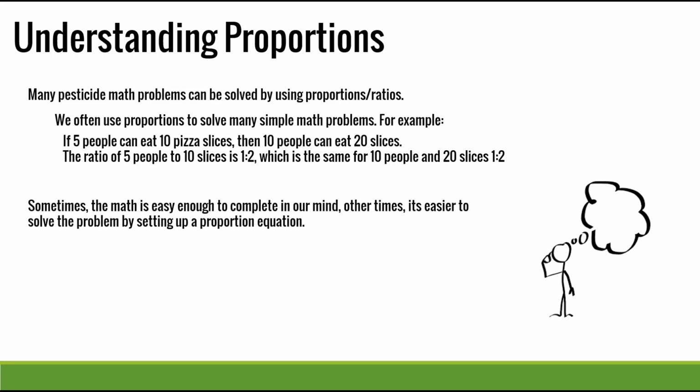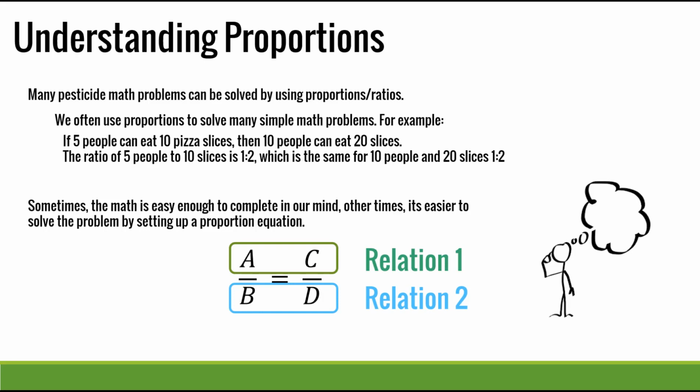Sometimes the math is easy enough for us to complete in our mind, and other times it's easier to solve the problem by setting up a proportions equation. Proportions equations can be set up like this. A over B is equal C over D. A and C have a relationship where B and D have a relationship.